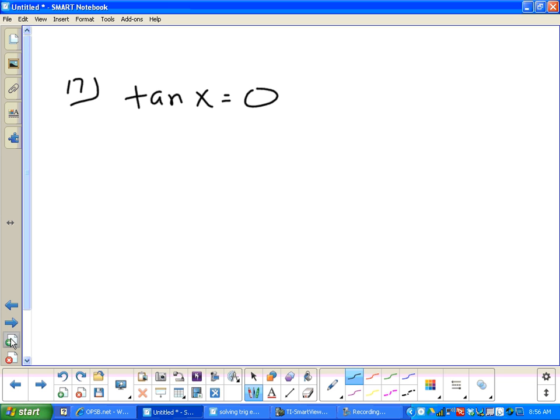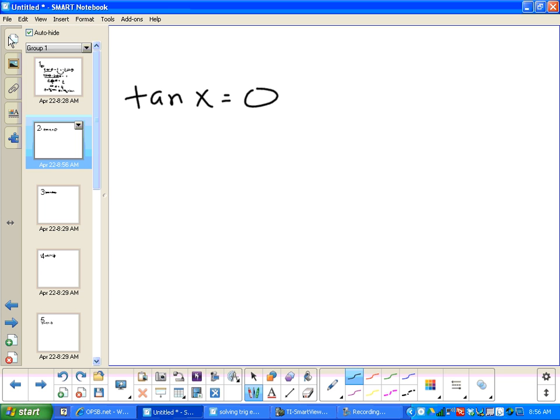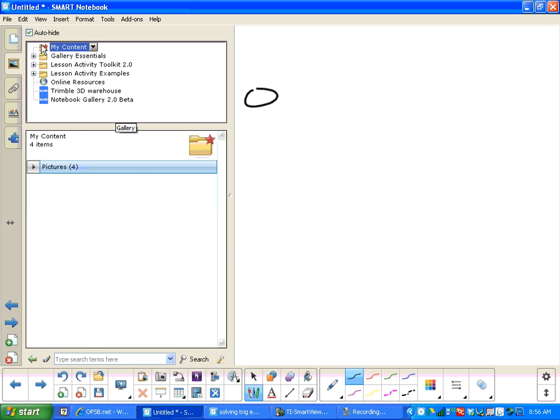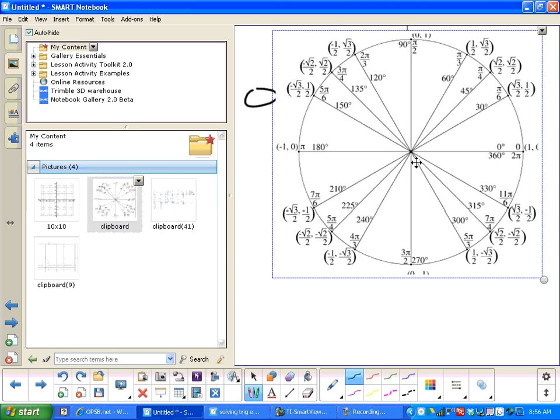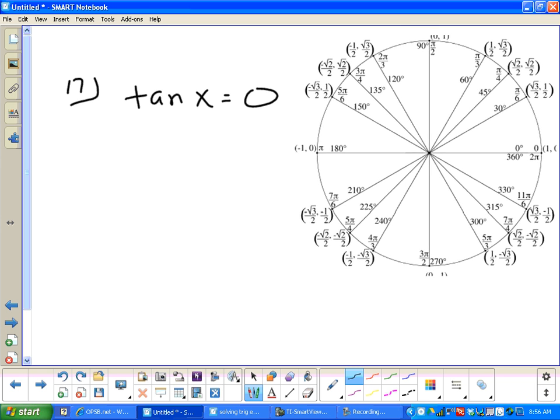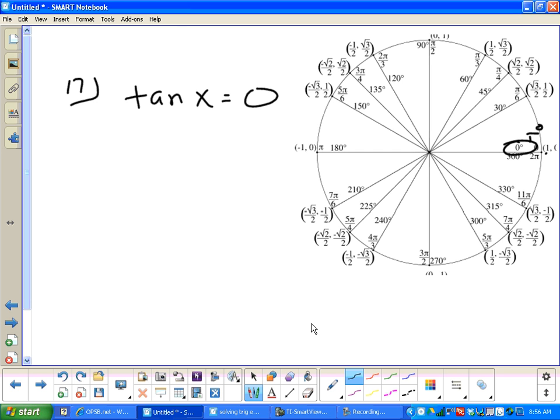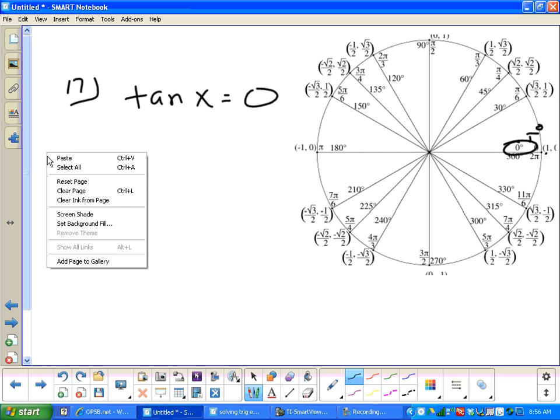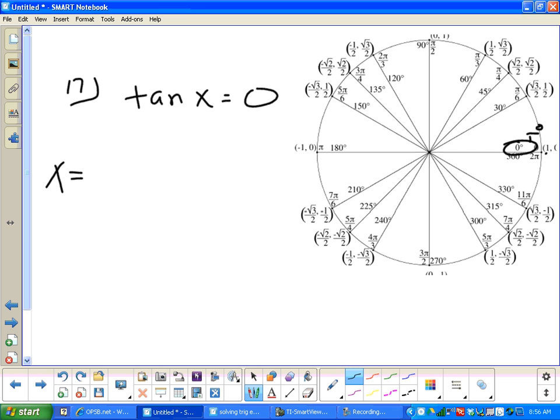All right, so that one's really already isolated. Let me get a unit circle up so we can look at it. We're looking for where the tangent is 0. So remember how we get tangent? Sine over cosine. So right here at 0, this would be 0 over 1, which would be 0. So you've basically got 0 there. And I'm going to point that out in just a second. So x equals 0. Does that make sense now?